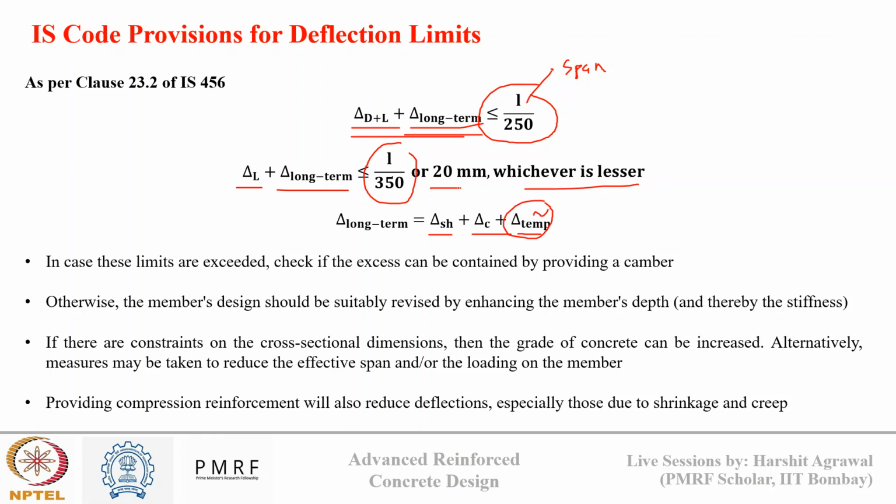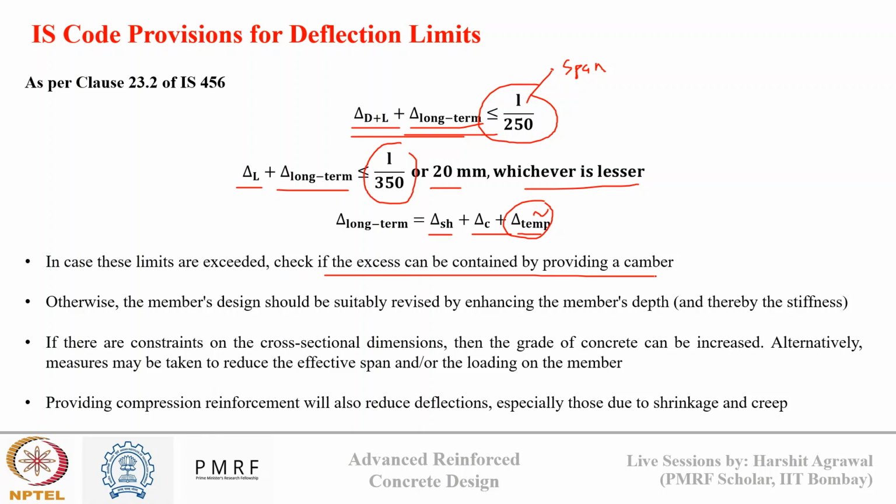Now, what if these limits are exceeded? In such cases, we need to check if the excess can be contained by providing some other means or not. Okay, so excess deflection can be controlled by some other means or not. What are the different means? We need to check if the excess deflection can be contained by providing a camber.